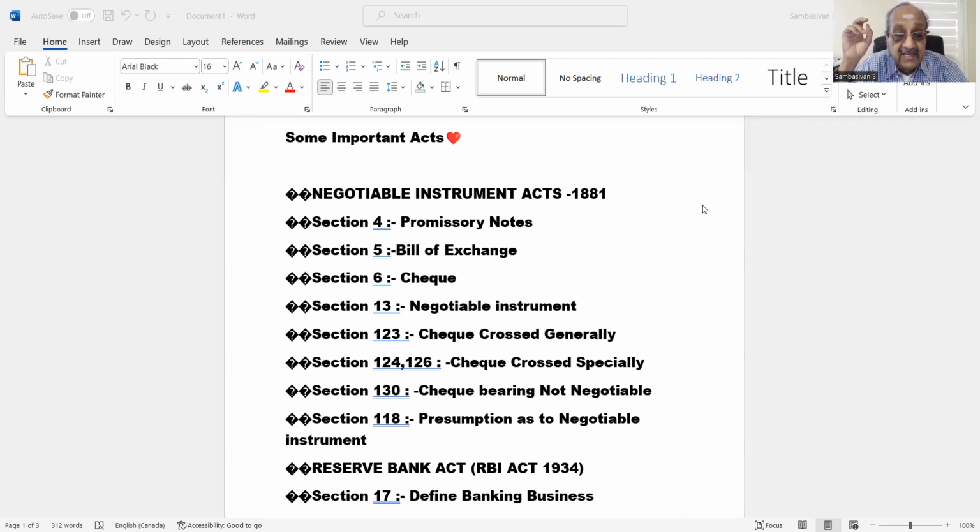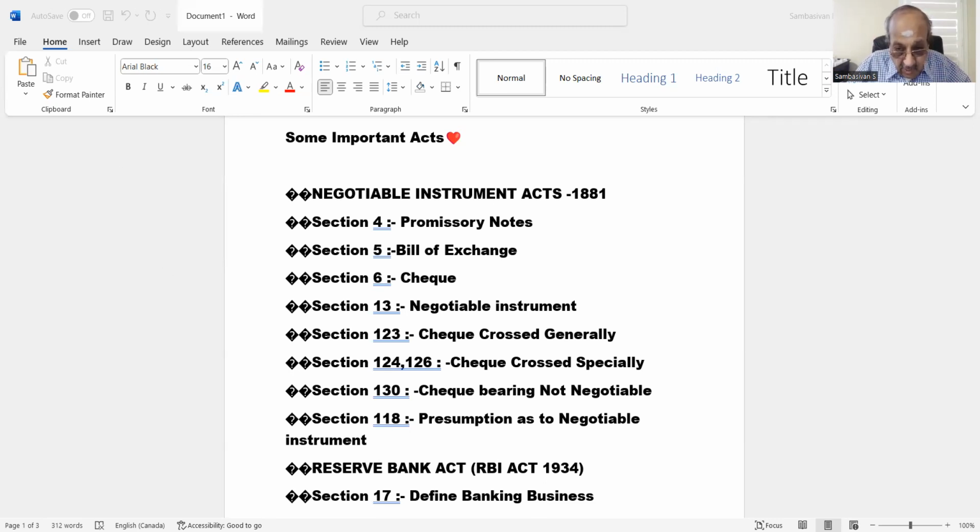Section 123 says about checks crossed generally. 124 and 126, checks crossed specially, that means in favor of another bank. Section 130, check bearing not negotiable crossing. Section 118, presumption as to negotiable instrument. These are the sections that have been given here.